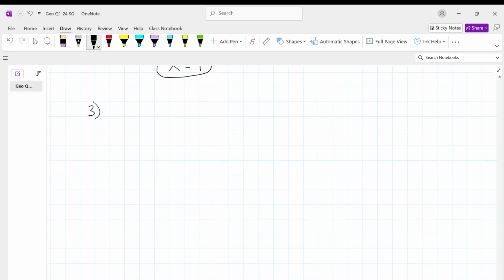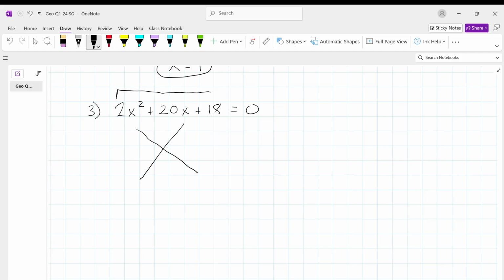Number 3, 2x squared plus 20x plus 18 equal to 0. All right, so now our leading coefficient is a 2. Remember, our a times c goes right here. Our middle term goes here. We're looking for two factors that multiply to 36 but add to 20.